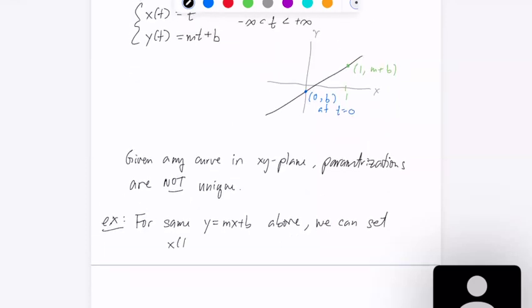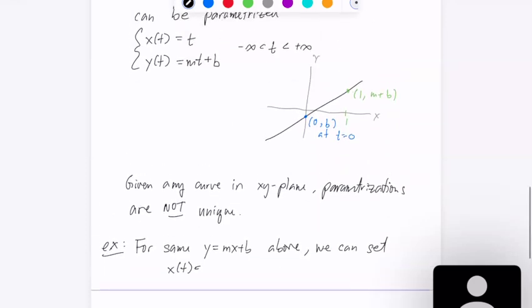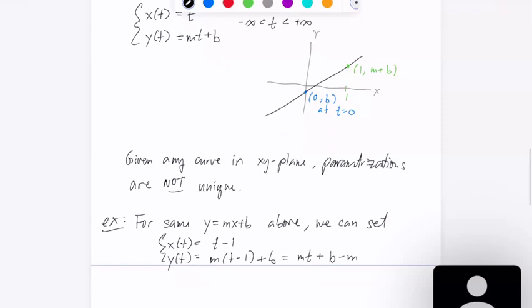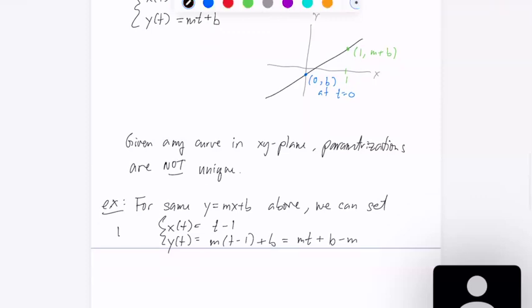We could set x of t equals t minus 1, y of t equals m times (t minus 1) plus b, which I could simplify as mt plus b minus m. And this traces out the exact same line. But what's the difference here? Does anyone want to say what the difference between these two parameterizations is? I should probably increase that t is also going from minus infinity to infinity.